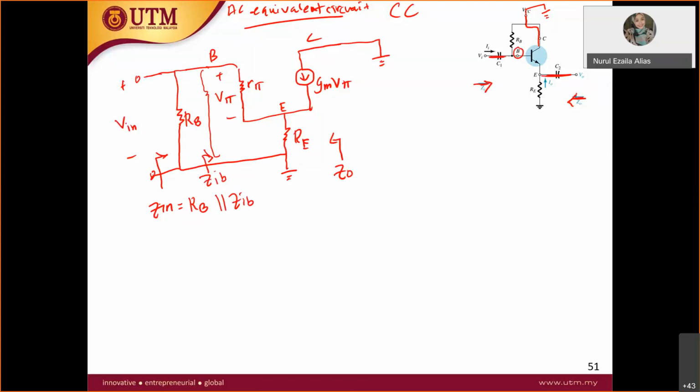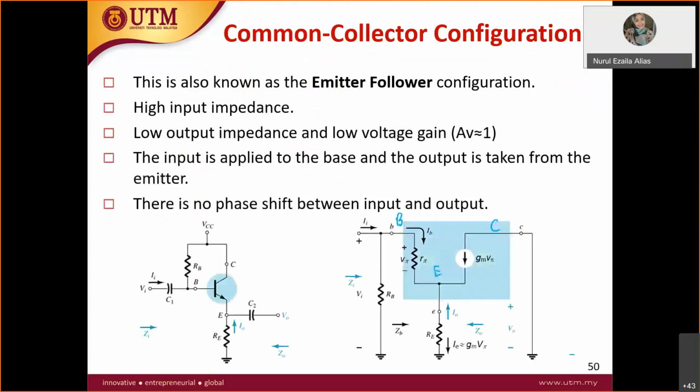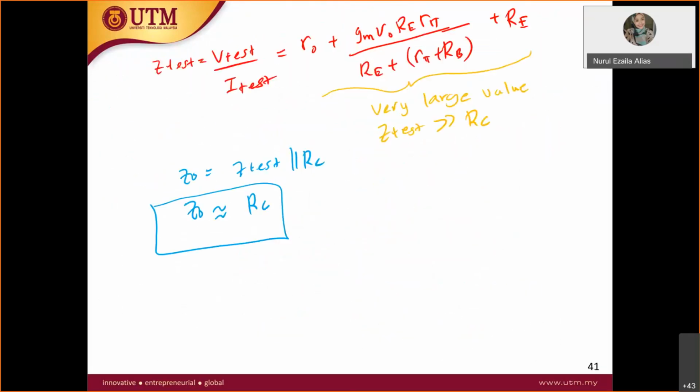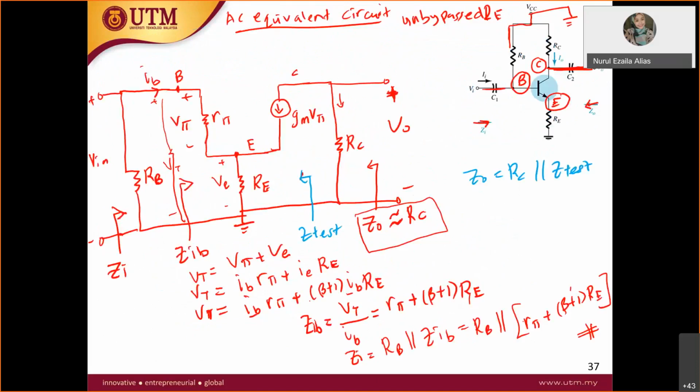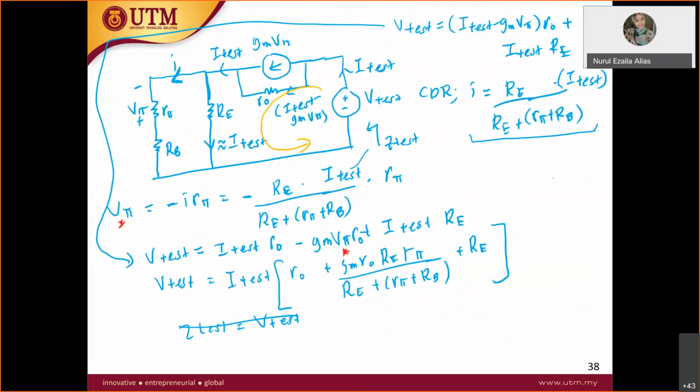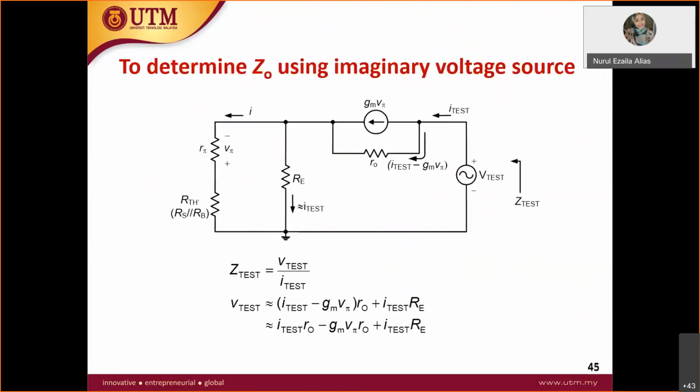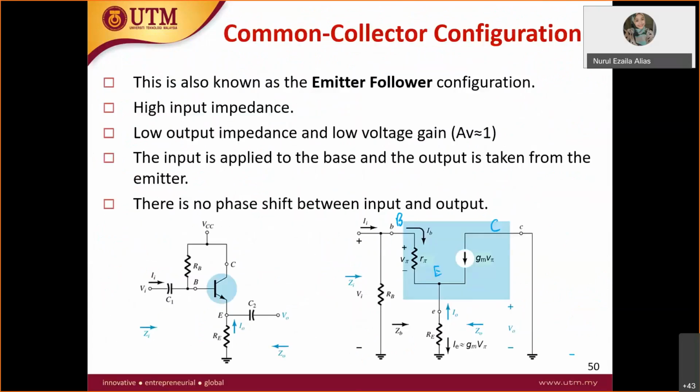So how do you find ZIB? Same as what you have done in the previous one, where you need to find the V total across the base to the emitter, and then ZIB is equal to V total over IB. You need to find this V total. It is the same thing. That's why I derived it at the beginning there.